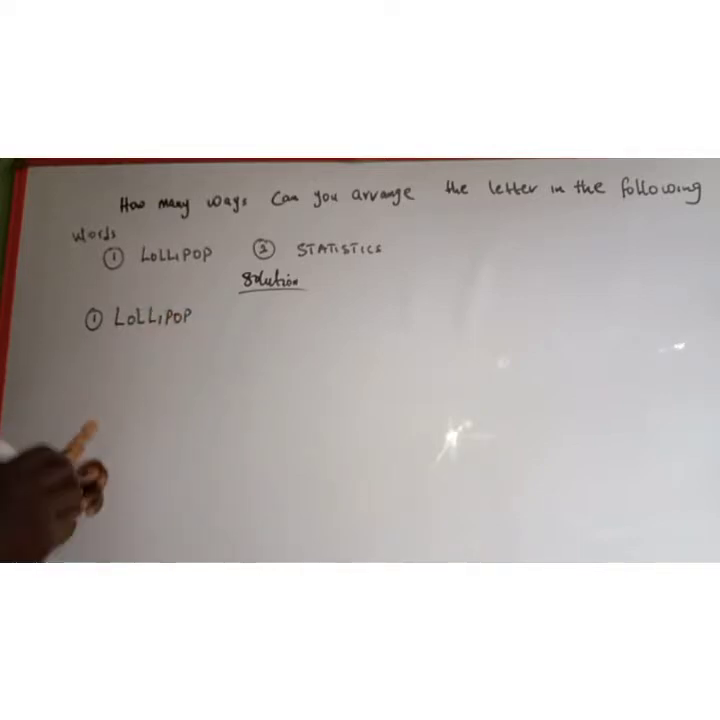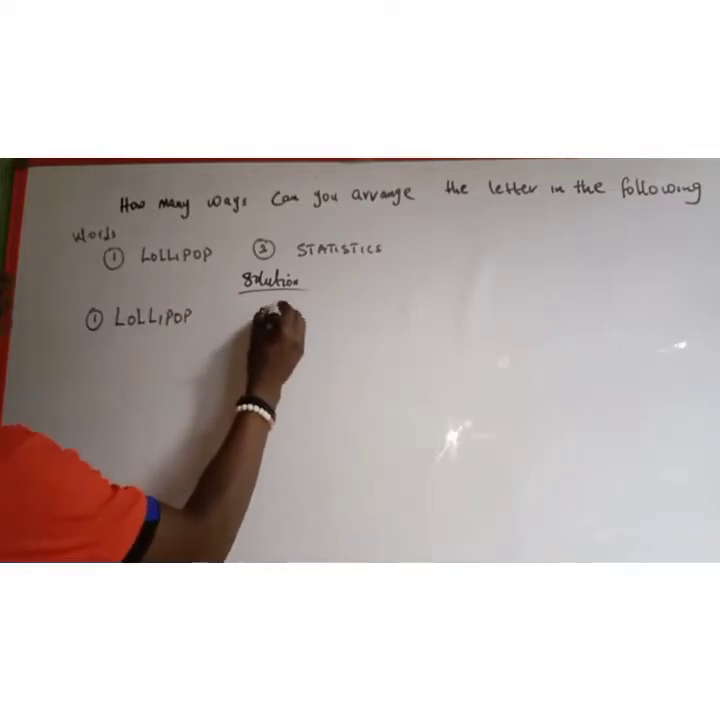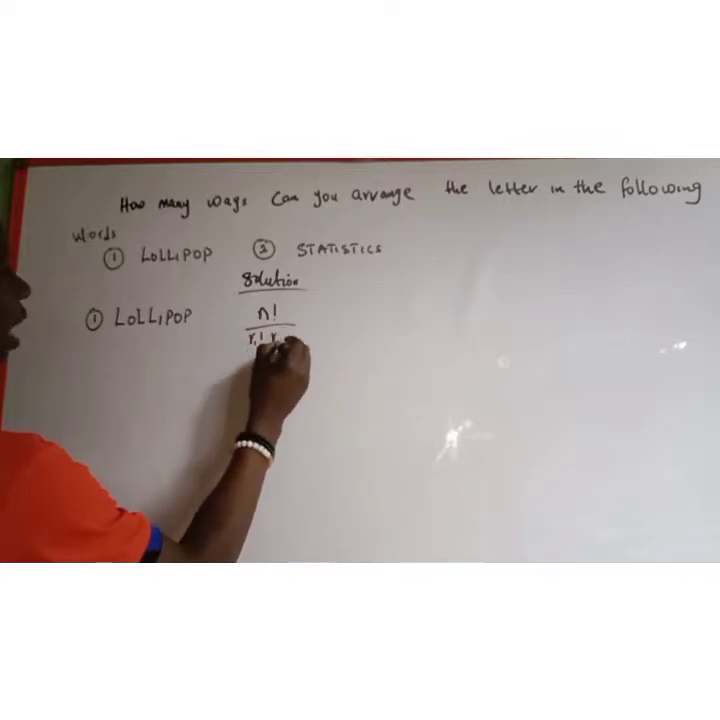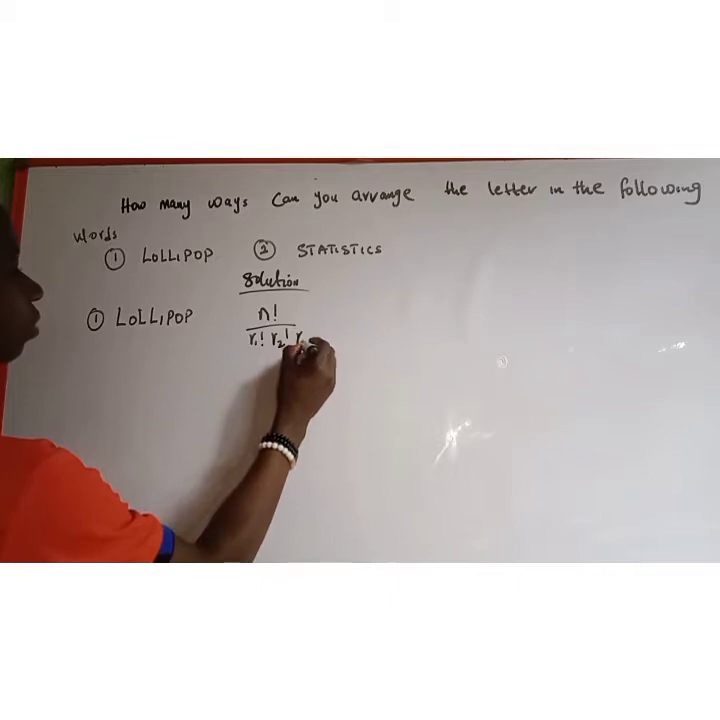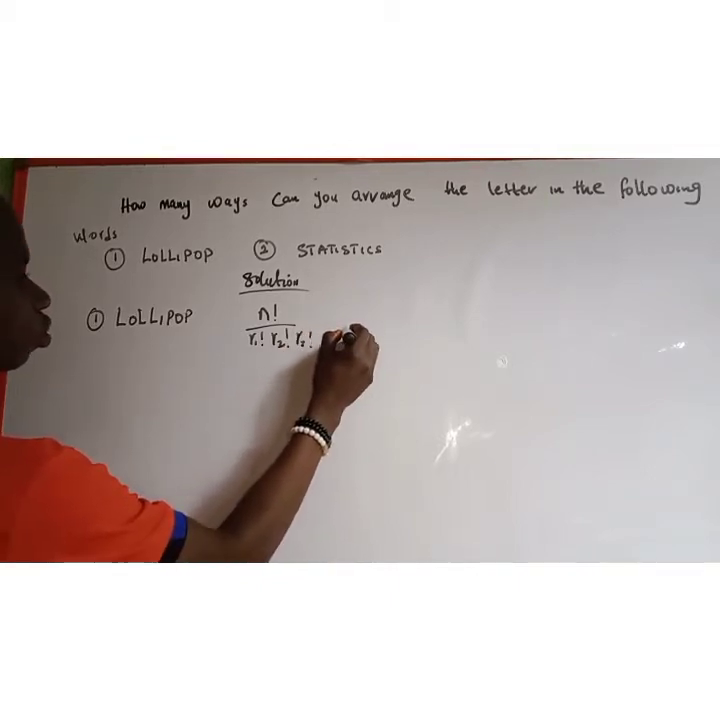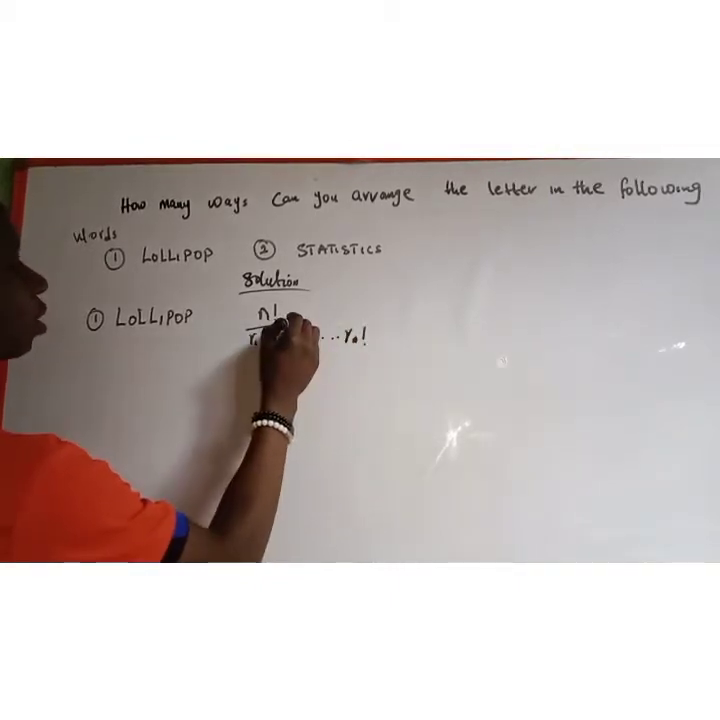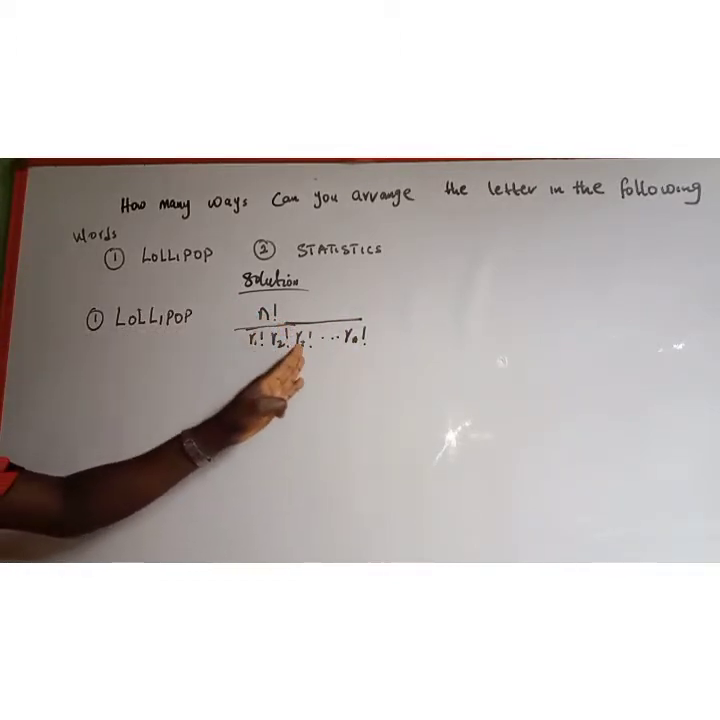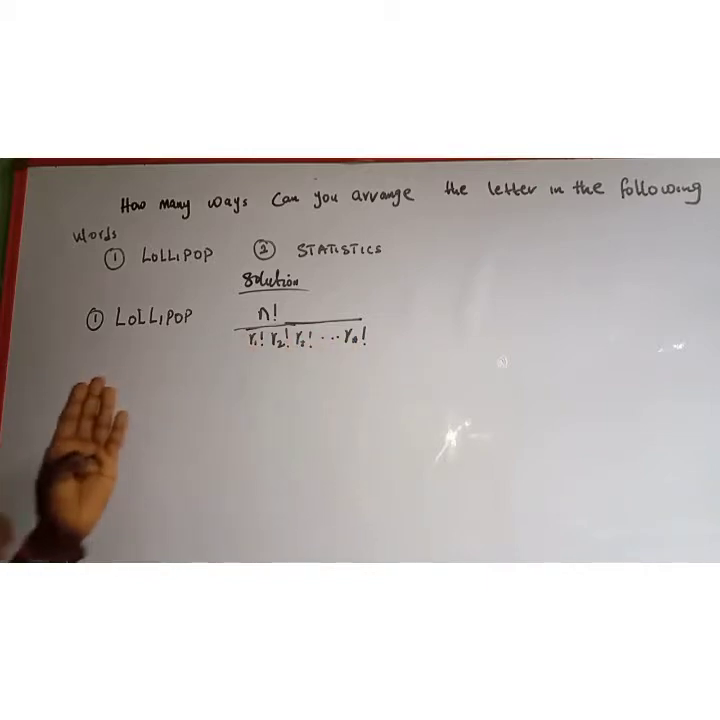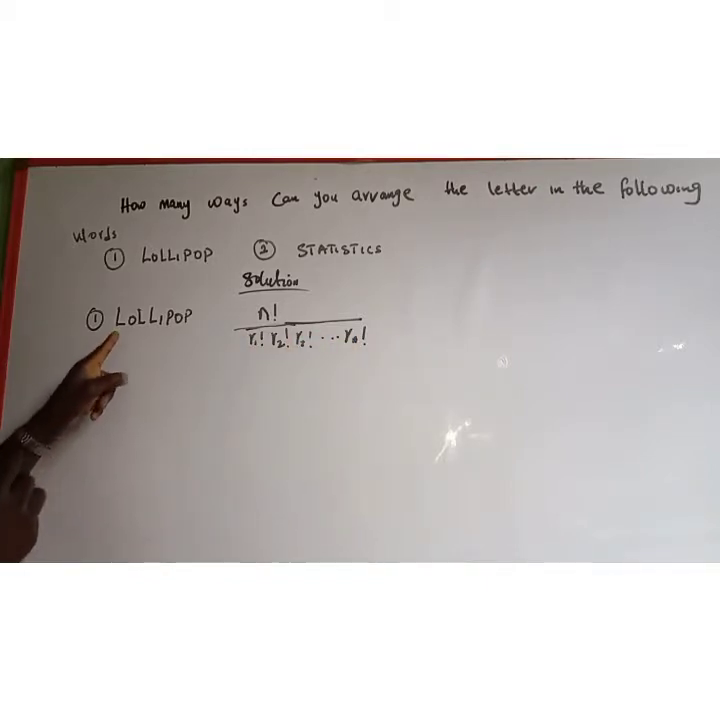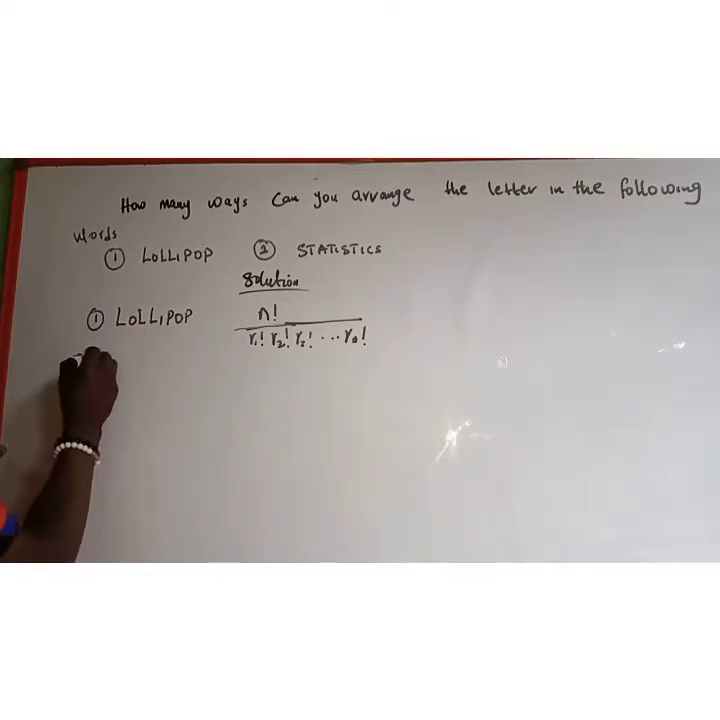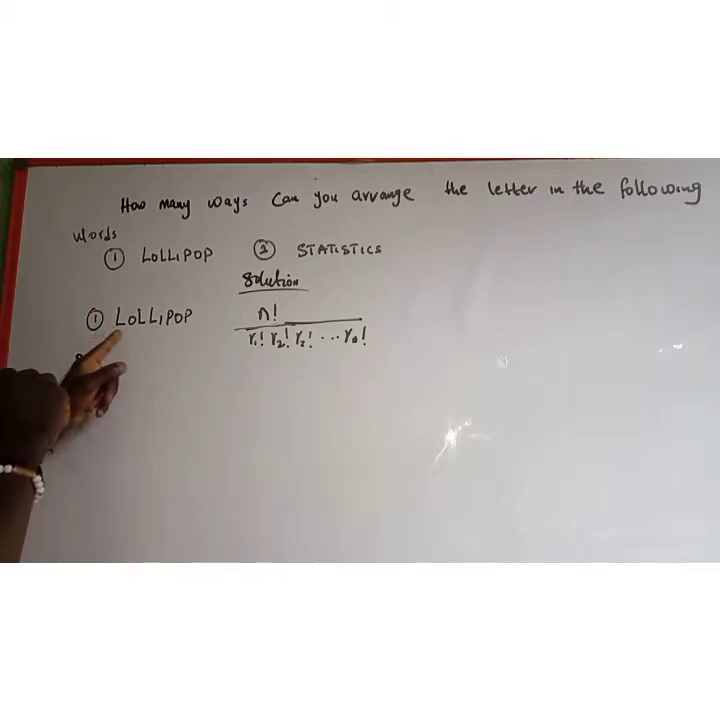Before I start, let me write down the formula we are going to use. The formula is n factorial over r1 factorial, r2 factorial, r3 factorial, up to rn factorial. So look, we have lollipop here. First of all, let us find our n. Our n is how many letters are in this word.